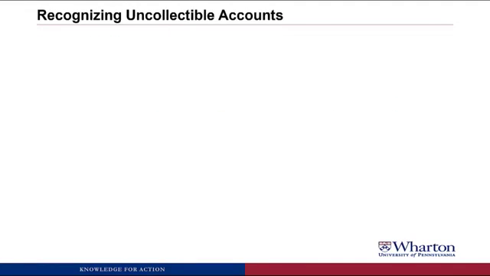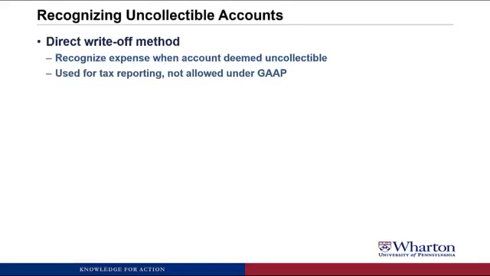There are two methods that are used to account for uncollectible accounts. An uncollectible account is when we make a sale on credit, create the accounts receivable, but then never collect from the customer. The first method is called the direct write-off method. Under this method, you recognize an expense when you deem the account to be uncollectible. This is the method that's used for tax reporting, but it's not allowed under US GAAP or IFRS for financial reporting.